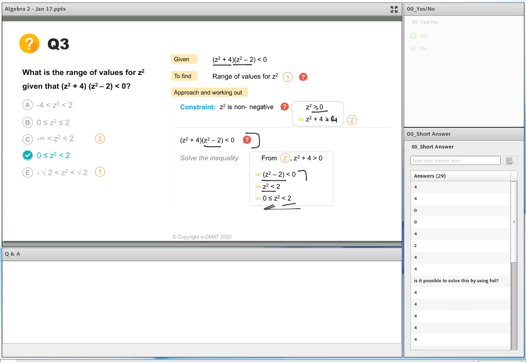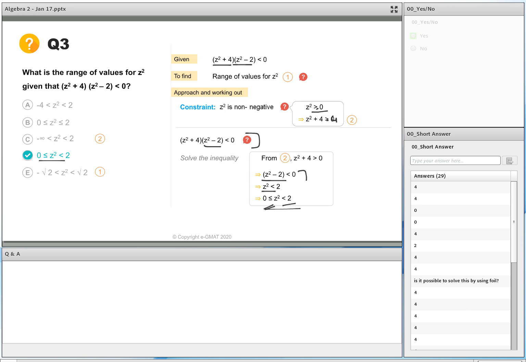Asif, I hope it's clear to you. Because z square is a perfect square, and a perfect square cannot be negative. They have to be non-negative numbers, right? That is the reason the minimum value that z square can take is equal to 0. So what is the answer for this question? The answer is choice D, which 28% of you got correct.